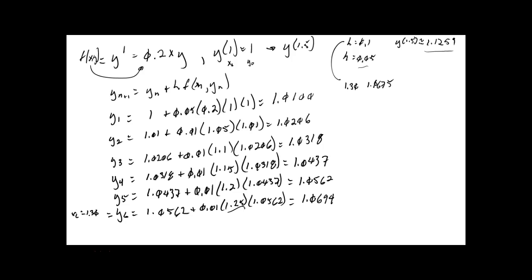Now, I don't have room and we probably don't have time, but you see it's a pretty simple process to just keep on going until you get to y sub 10, which is going to be at 2.5. So I'm just going to copy from the book, and my y at 1.5 using 0.05 is going to be 1.1259.